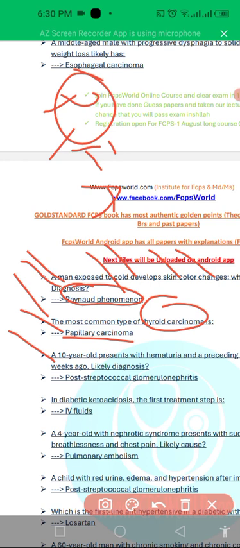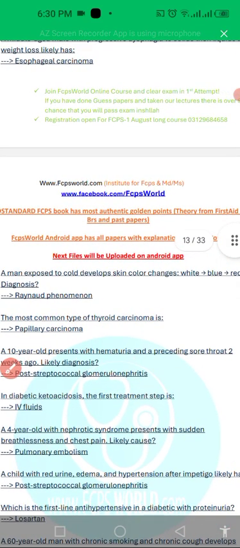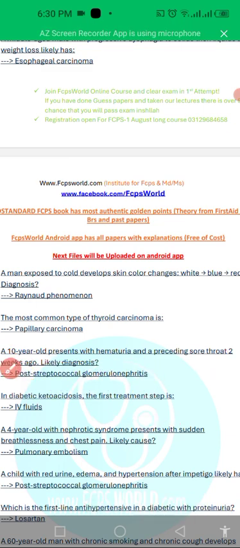A 10-year-old male patient having hematuria and a preceding sore throat for 2 weeks. What is the diagnosis? Post-streptococcal glomerulonephritis is the diagnosis in this condition.